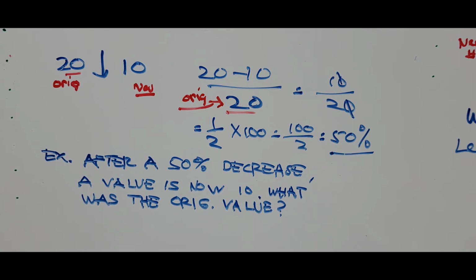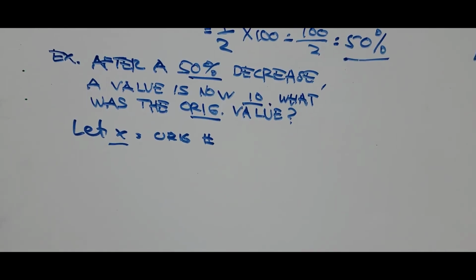In here, the given is a 50% decrease, and the value is now 10, so that's the new value. What's being asked is the original value. So let x be the original number or original value, doesn't matter. With a 50% decrease, the new value is 10. So what we're going to do now is solve for the value of x.